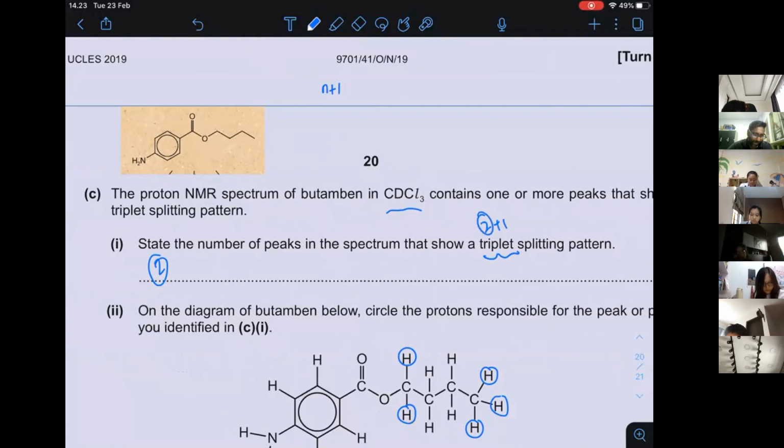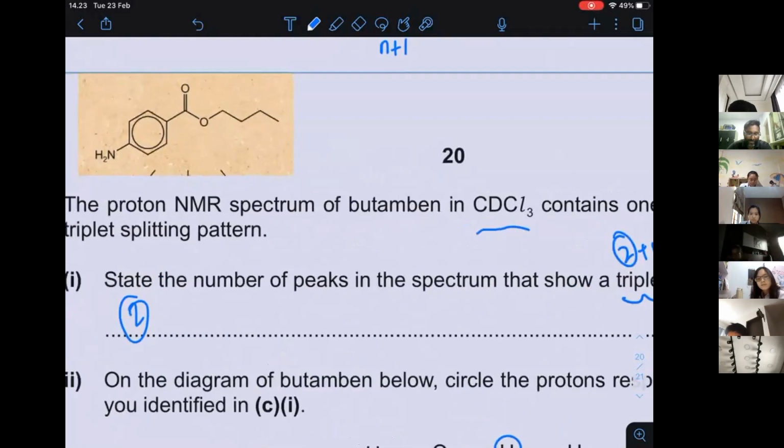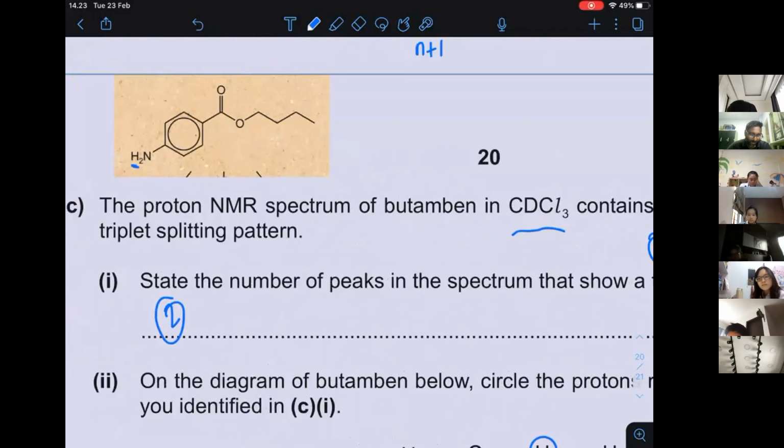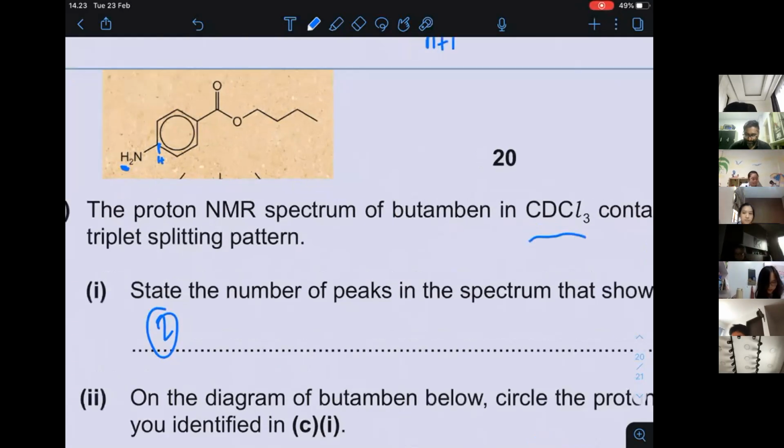So here, if I look at this carbon environment, the carbon next to it has only 1H. If it is only 1H, then n+1 is going to be 2 only, so that will not be the answer. Let's look at other hydrogens, the carbon next to them. I'll share the screen again. Hold on.